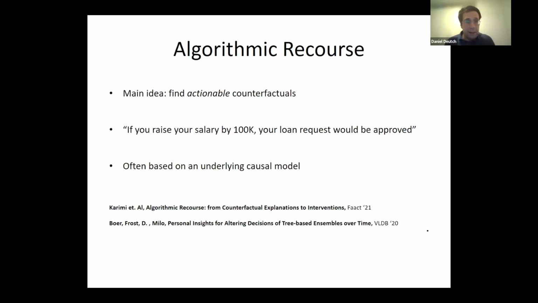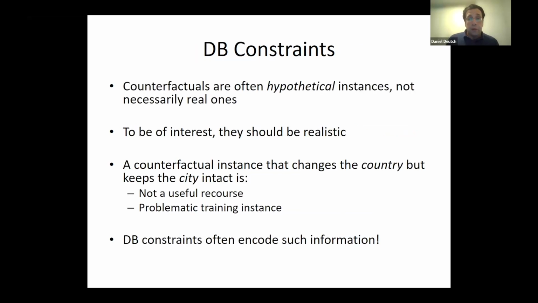And then there is this area of research called algorithmic recourse, where the idea is to find not only counterfactuals, but rather actionable counterfactuals. For instance, if you raise your salary by 100K, then your loan request would be approved. So these are three ideas on how to use counterfactuals for model analysis.